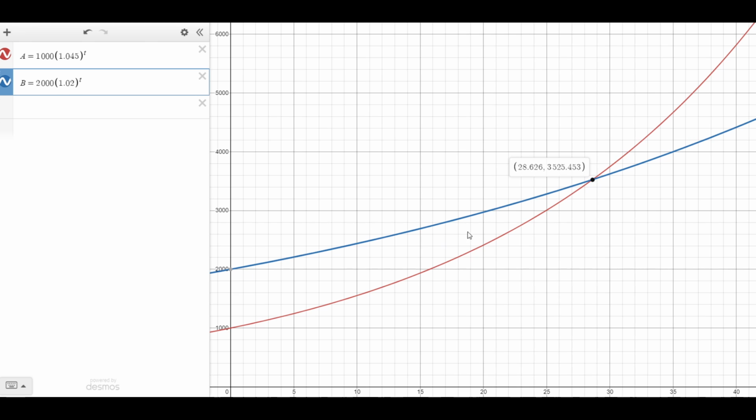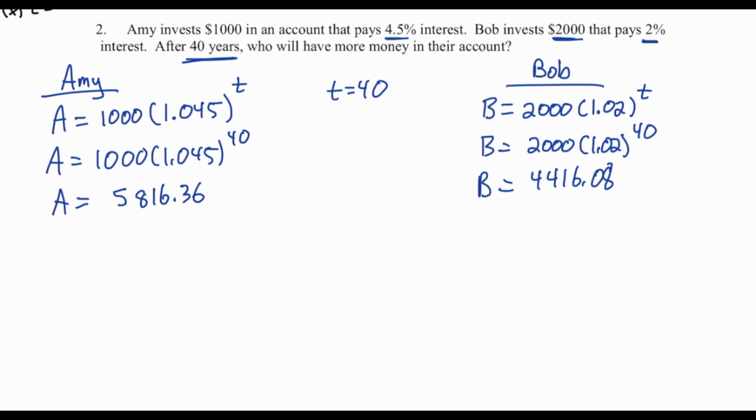He has more money in his account, but after that point, Amy's value becomes higher. So if the investment is for more than 28 and a half years, then Amy's going to make more money and Amy is the way to go. And we specifically looked at 40 years, and 40 is definitely more than 28.6. So let's jump back to our handout and let's finish answering that question.